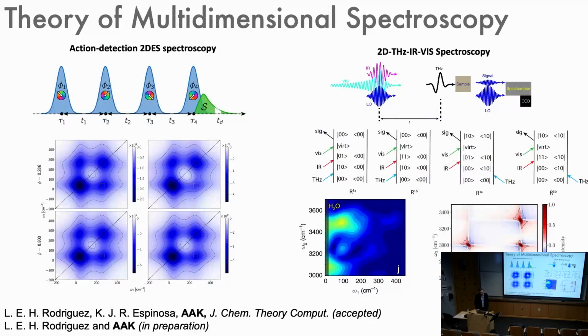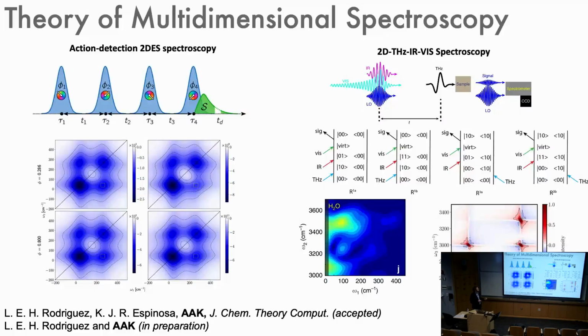Now, we also do essentially pure theory work. We're really interested in understanding multidimensional spectroscopy. This is very different from what you just heard about biological stuff. Here we have a sample. It could be a molecule in solution, of course, or it could be a condensed phase system, or it could be a solid state system.